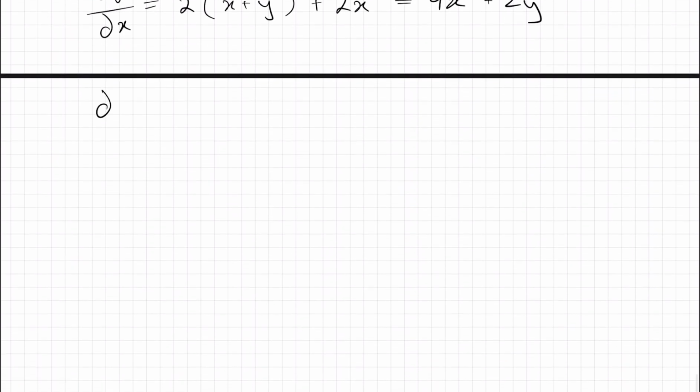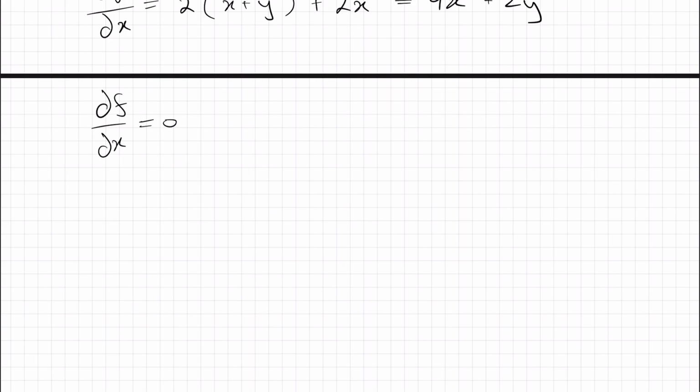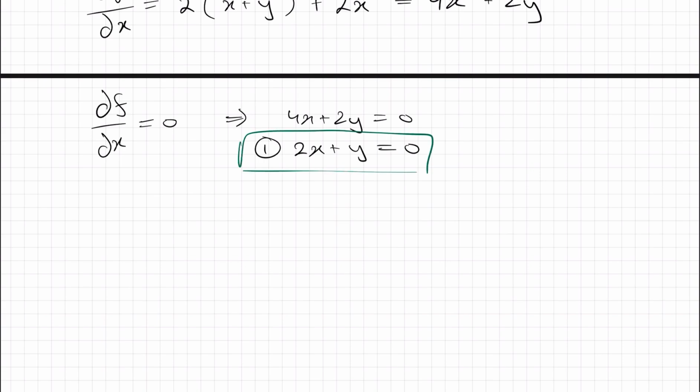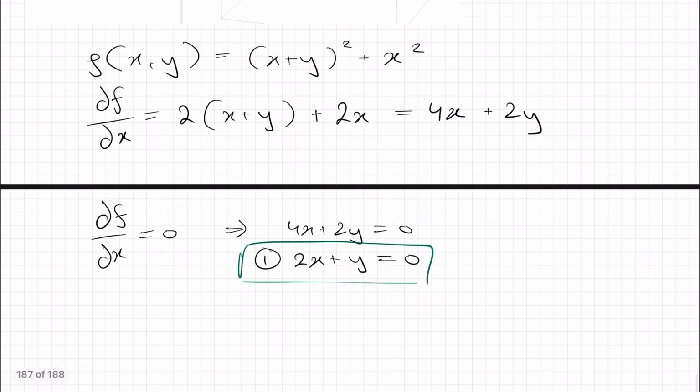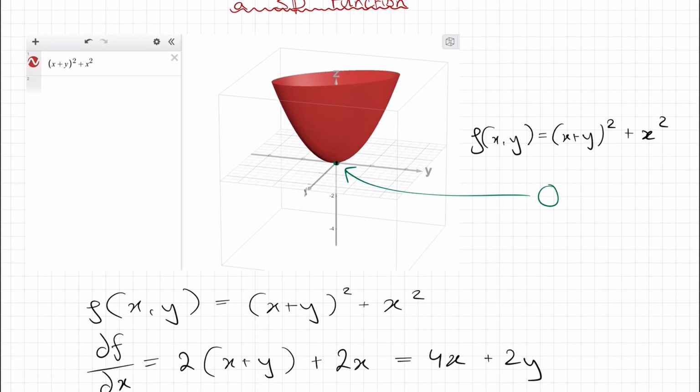And we're solving for when df by dx is equal to 0. Essentially just solving this equation, 4x plus 2y equals 0, or 2x plus y equals 0. So here's our first equation: 2x plus y equals 0. Whenever the points satisfy this condition, we're going to have df by dx equal to 0, so it's going to be stationary in the x direction.